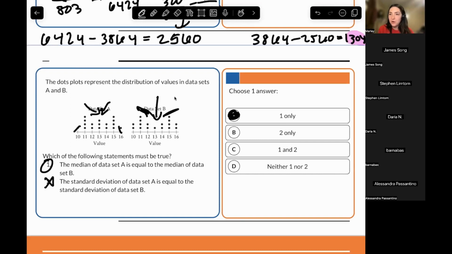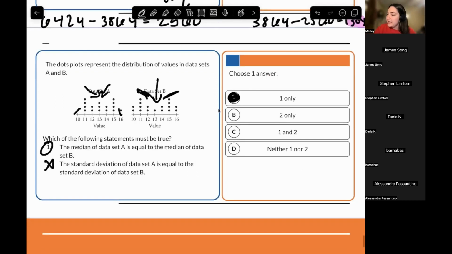But that's basically all I have for you guys. Standard deviation of A should be lower. Yeah, it should be lower than the standard deviation of B. Yes. But that's all I have for you guys today.